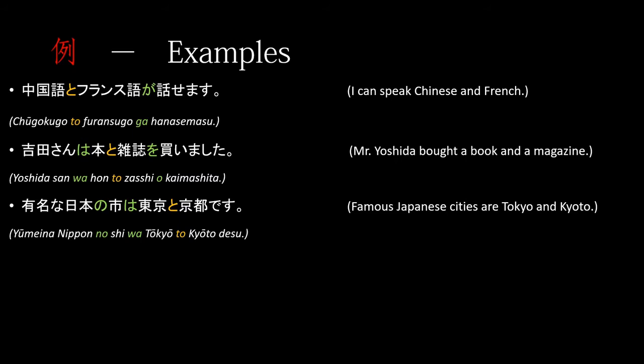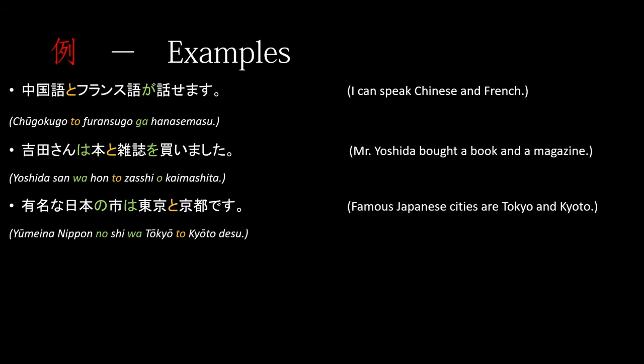We are using to connect here, so to speak, Chinese and French, and after that mark them with ga as our ability that we can talk them. After that, we have Yoshida-san wa hon to zashi o kaimashita. Once again, hon and zashi, or the book and the magazine, are connected with to, and after that they are used with o to subject them to becoming an object of our transitive verb, in this case kau, or to buy. This time we have formed the topic of our sentence with wa.